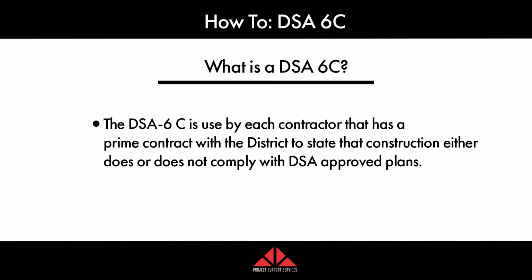What is a DSA 6C? The DSA 6C is used by each contractor that has a prime contract with the district to state that the construction either does or does not comply with the DSA approved plans. So let's say there's a school project and there's 10 different contractors that have a prime contract with the district. Each of those contractors will have to fill out a DSA 6C form.